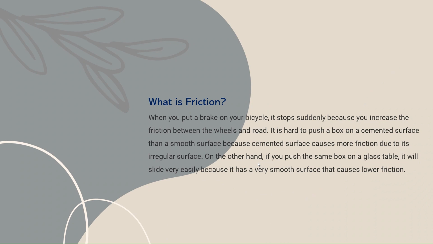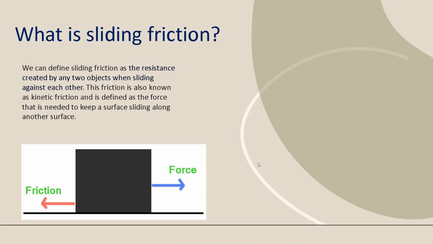On the other hand, if you push the same box on a glass table, it will slide very easily because it has a very smooth surface that causes lower friction. What is sliding friction? We can define sliding friction as the resistance created by any two objects when sliding against each other. This friction is also known as kinetic friction and is defined as the force that is needed to keep a surface sliding along another surface.